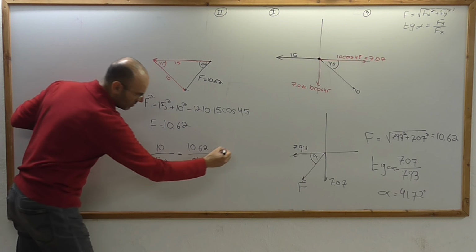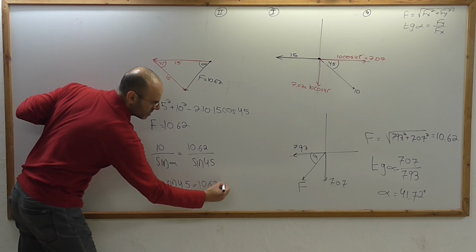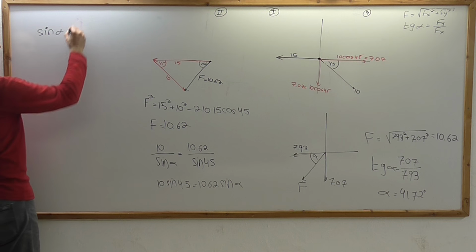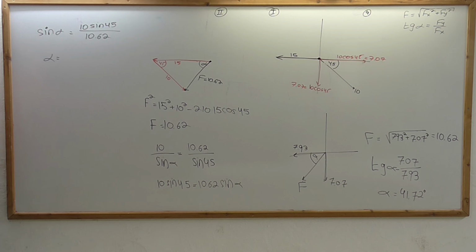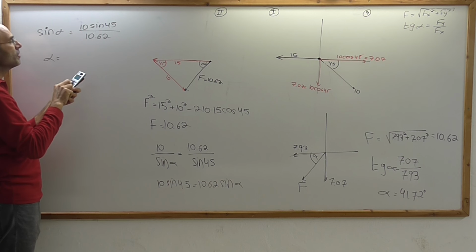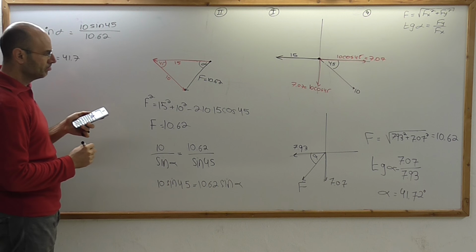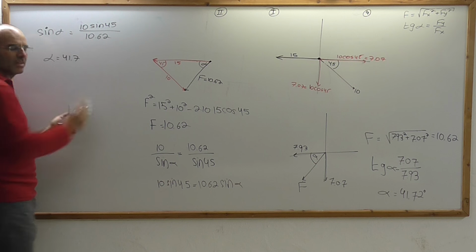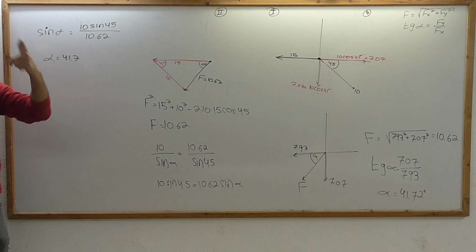So if I solve this one, I'll multiply, so it's 10 sine 45 equals 10.62 sine alpha. Let's go here. Sine alpha will be, I divide by 10, so it will be 10 sine 45 over 10.62. And if I want the angle alpha, I do shift sine, and I write all this: 10 sine 45 over 10.62. It comes to 41.7, exactly the same. It's 41.72 because I rounded a little bit here, but it's the same idea. Let's remain with 41.7. Okay, so this is another way to find the resultant force, a more advanced way.